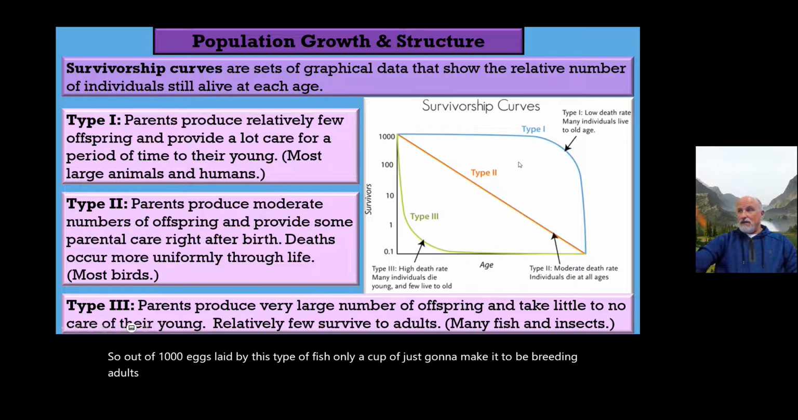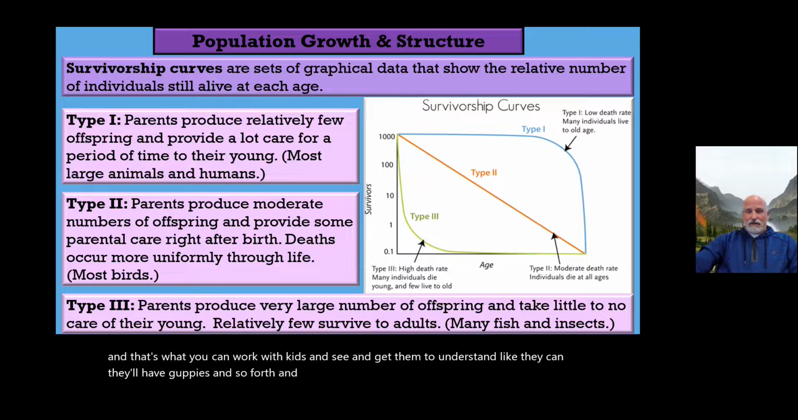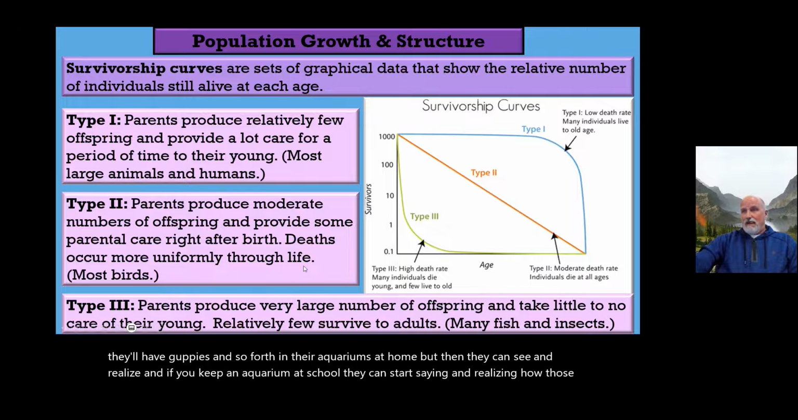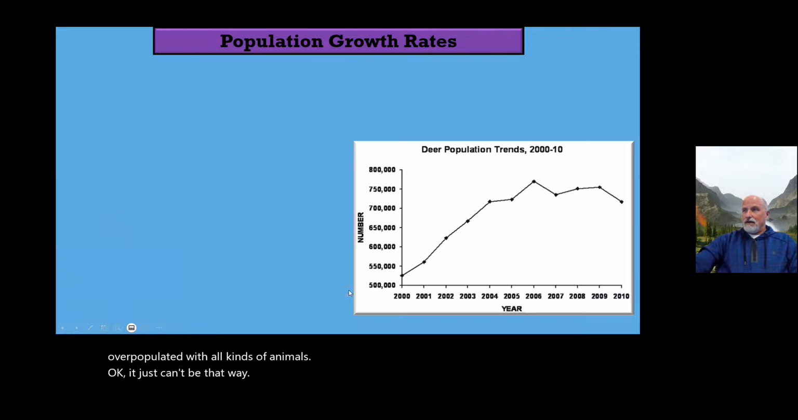Okay, so those are your three types of survivorship curves that you see in populations, and that's what you can work with kids and get them to understand. Like they'll have guppies and so forth in their aquariums at home, but then they can see and realize, and if you keep an aquarium at school, they can start seeing and realizing how those populations do. Okay, and that's the way it has to be, because on type 3, if every one of them survived, we'd be overpopulated with all kinds of animals. Okay, it just can't be that way. Okay, so that's survivorship curves.